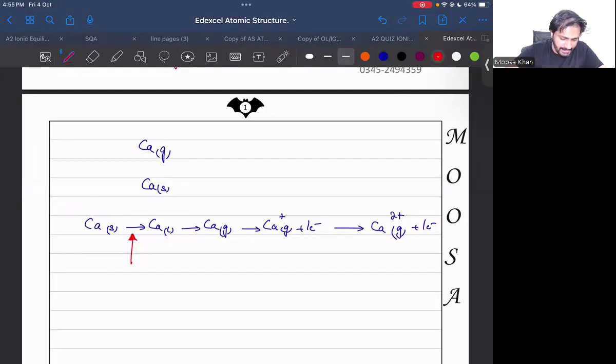These are latent heats. This is latent heat of fusion. Then this is latent heat of vaporization. The energies that are involved while changing the state of any matter are known as latent heats. Remember? Have you ever heard of it before or not? Okay, good.